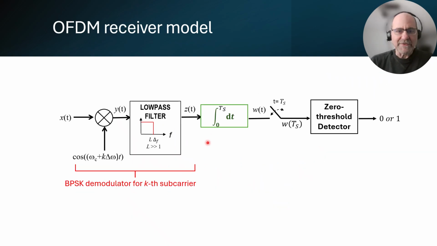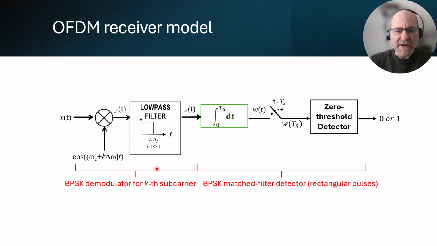Our detector model consists of two sections. In the first section, we have a BPSK demodulator, which is a simple, coherent down converter, which will take the signal from the carrier frequency omega c and demodulate it to baseband to deliver a baseband signal z of t. And this demodulator is tuned specifically for the kth subcarrier, so that the local carrier for this demodulator is at omega c plus k delta omega, and that is our selected subcarrier.